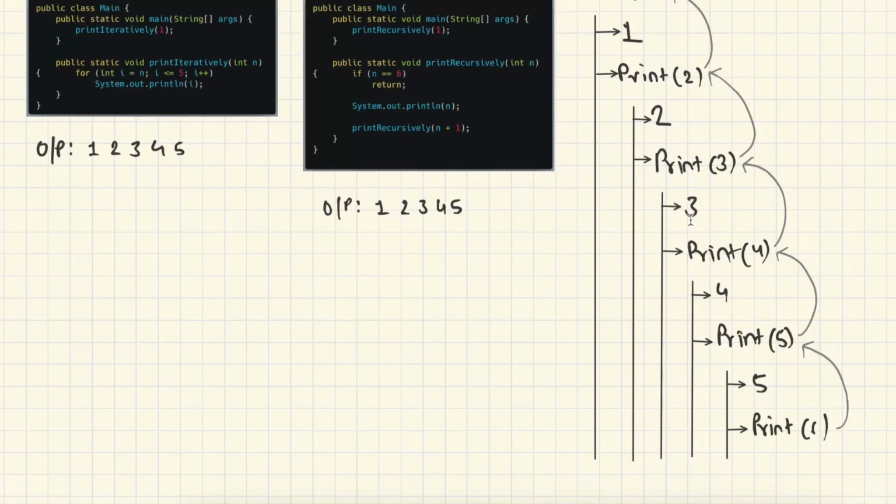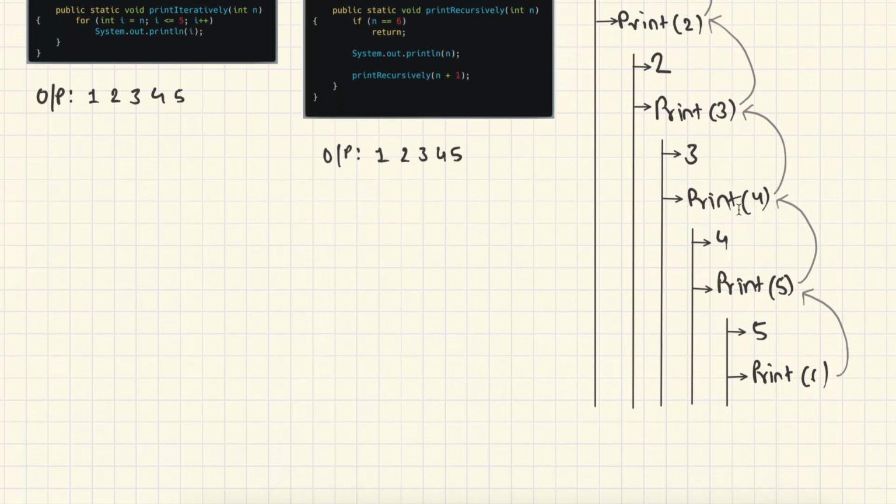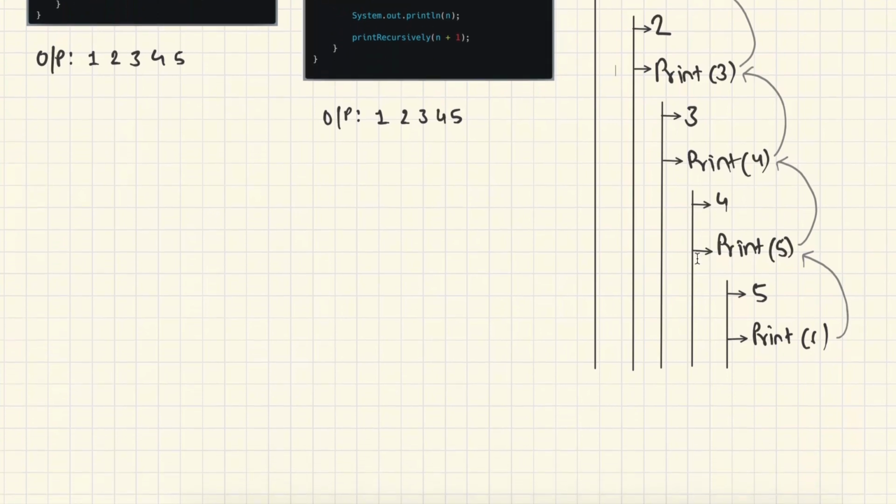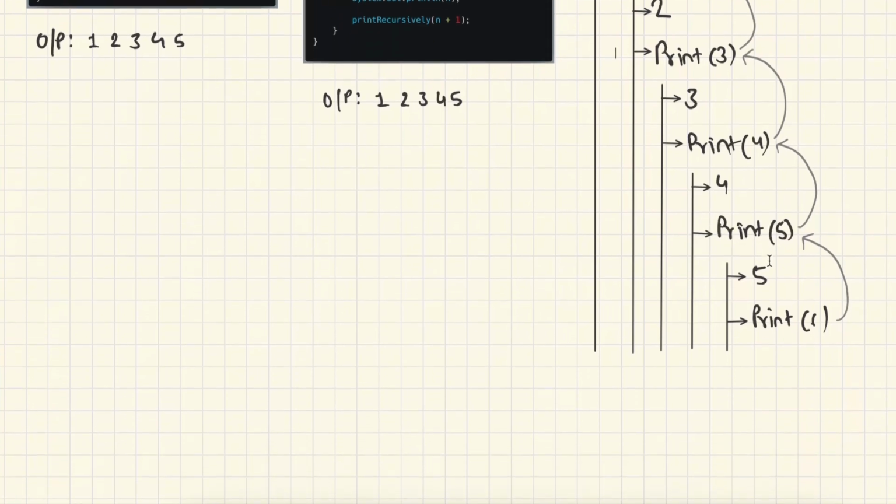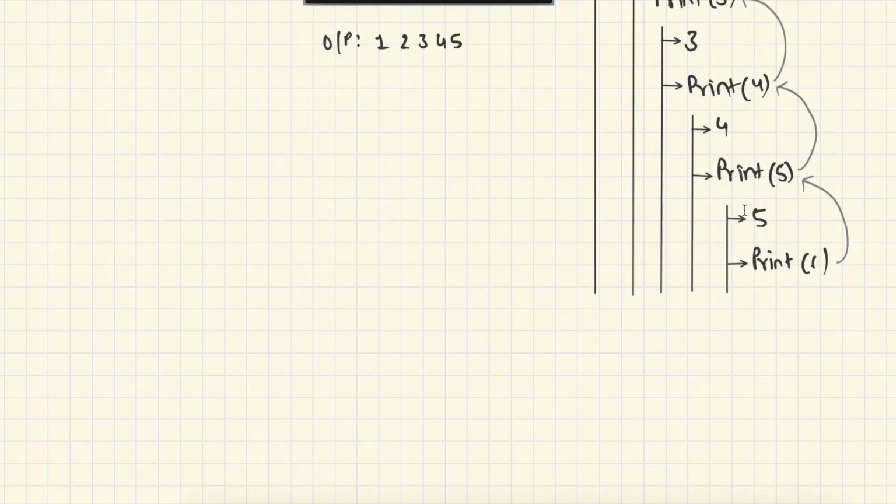So now this function prints 3 and calls itself by increasing the input parameter by 1. Okay, now this function prints 4 and again calls itself by increasing the parameter by 1, and this function prints 5 and calls itself by increasing the parameter by 1.